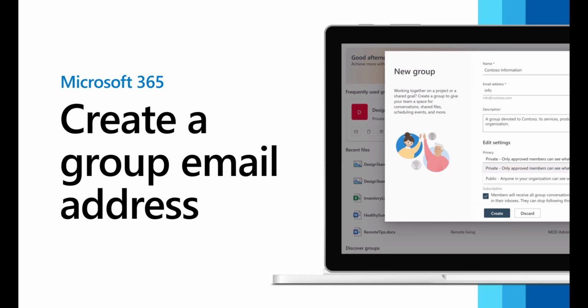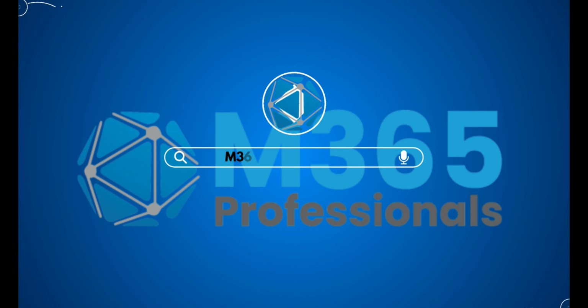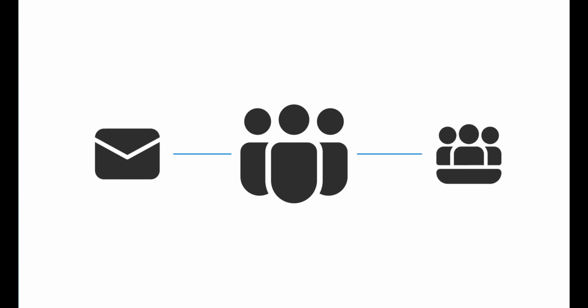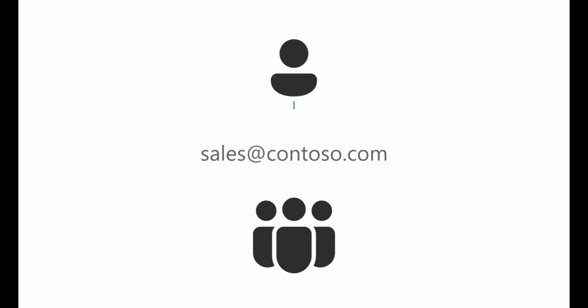Create a group email address. Welcome to M365 Professional. When you create a group, you create an essential email address and a place to collaborate. You can use this to provide an email address, like sales or info, that everyone can access. Let's look at how to set it up.